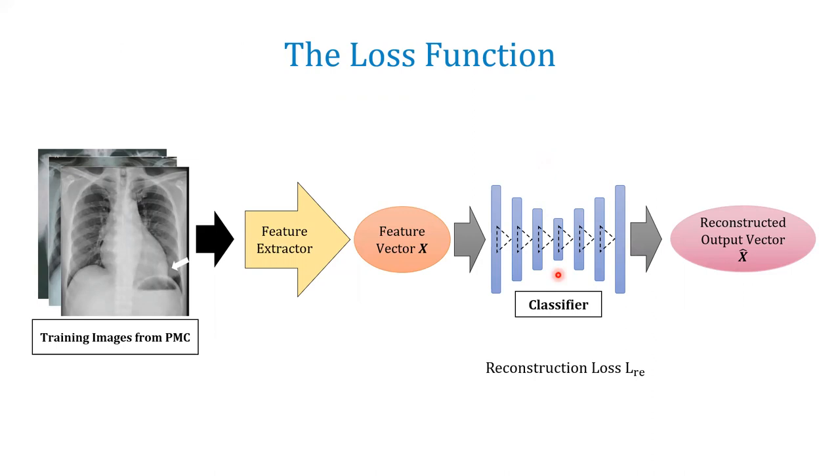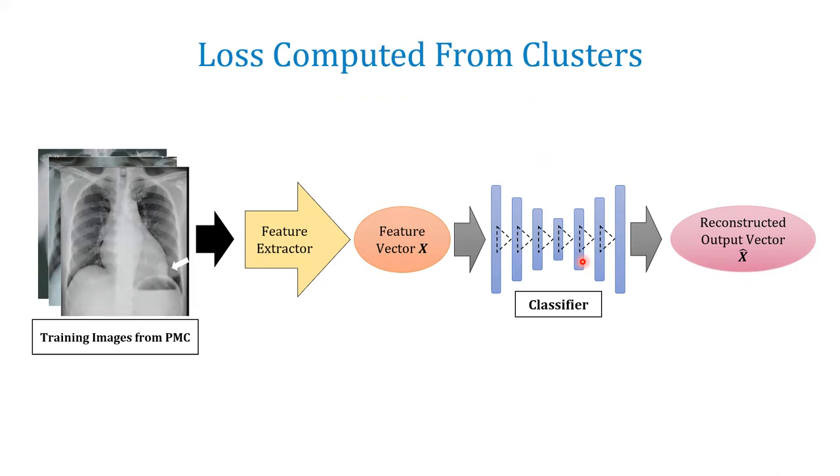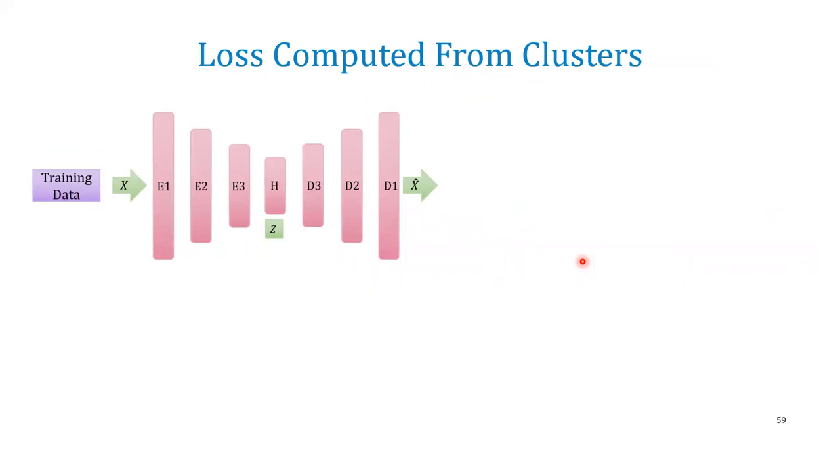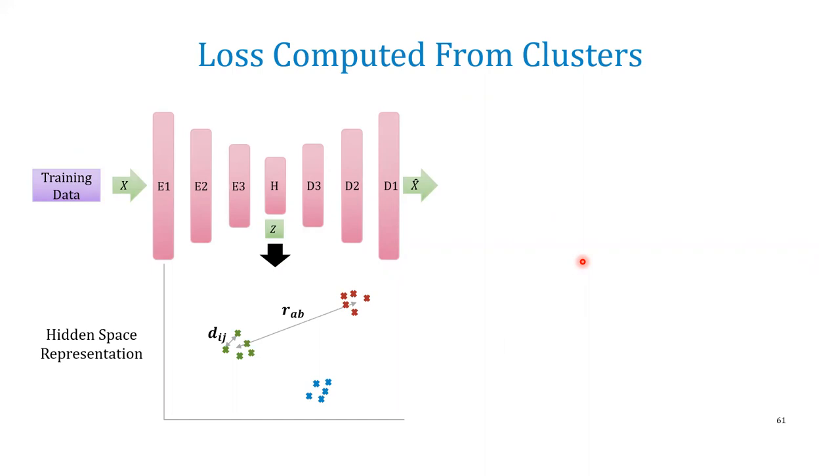Now, to design the loss function of this classifier, we use the reconstruction loss, as I mentioned before, a standard reconstruction loss of the autoencoder. Alongside that, we also compute loss from the clusters. So, as I said before, when we apply an input training data, we can get the cluster-based representation of the training data in the hidden space. And to have a discriminative representation in the hidden space, we would like to minimize these distances, Dij, which is the distance between the data points of the same classes. And we would like to maximize the intercluster distances, which is the distance between two cluster centers, denoted by Rab.